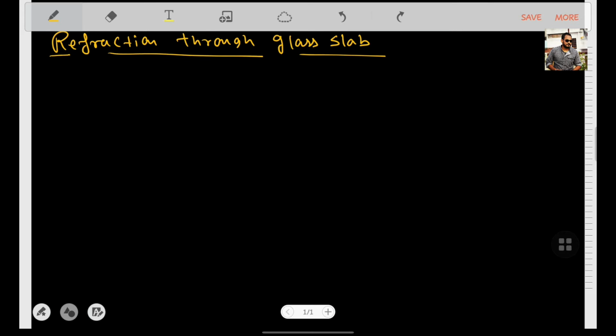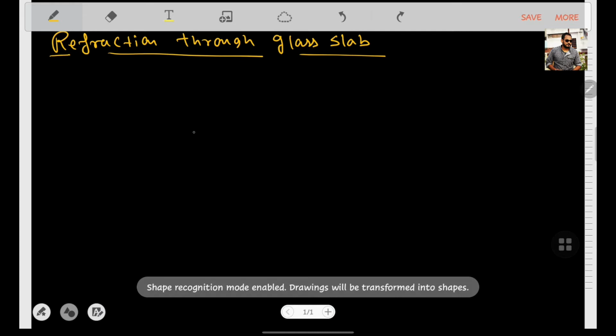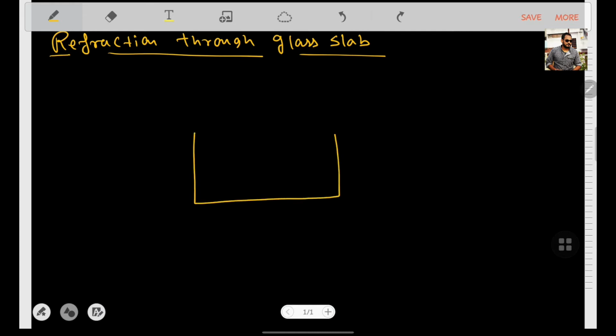Okay. So now first of all, let me tell you how you can draw the image of a light ray which is passing through a glass slab. Then we will go for proving it. So first of all, let me take one rectangular shape. So we have taken a rectangular shape here, and let me first draw one normal on it. Okay, we have taken the normal.